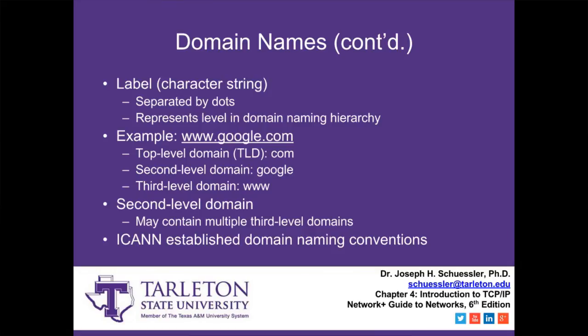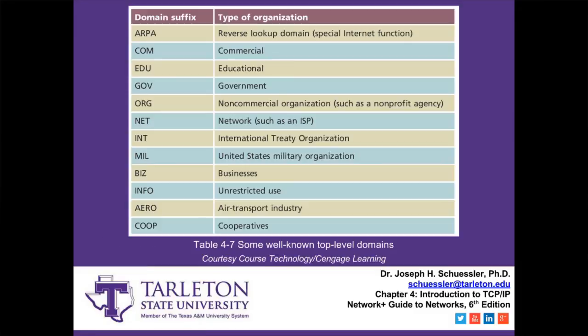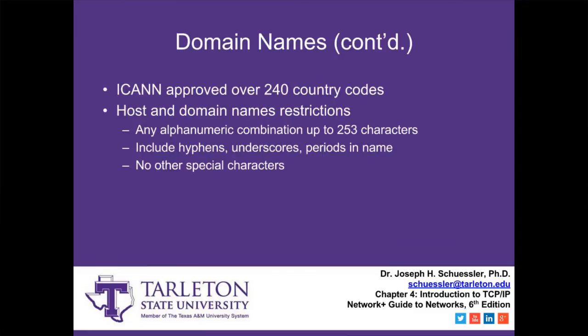Second level domain may contain multiple third level domains. ICANN has established domain naming conventions. So we've got a lot of different ones that are out there: ARPA, COM, EDU, GOV, ORG, etc. And there's lots of others, and there's others that are recommended or considered fairly regularly and routinely denied in a lot of instances. ICANN approved over 240 country codes. So in addition to different organizations, they also have country codes. So each country has their own. Occasionally you'll see a government organization here in the U.S. that ends in .us to represent the United States.